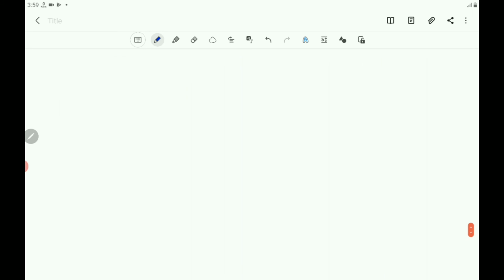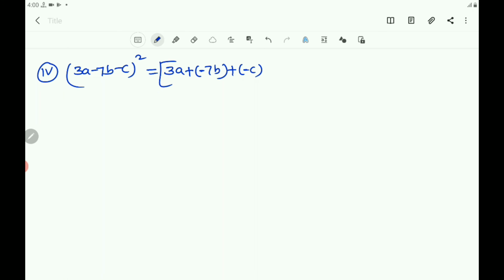Next you take the fourth one. Fourth one is (3a - 7b - c) whole square. Then you write it in the standard form, (3a + (-7b) + (-c)) whole square.